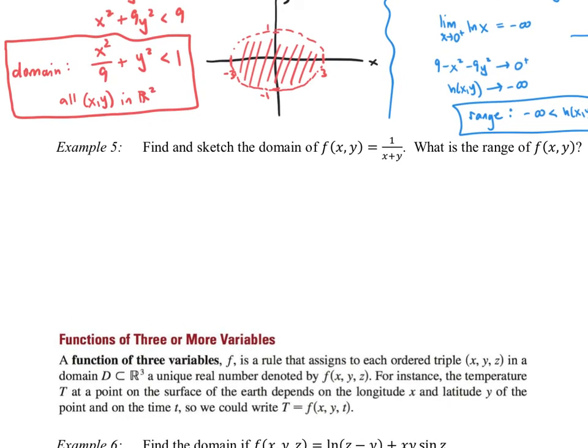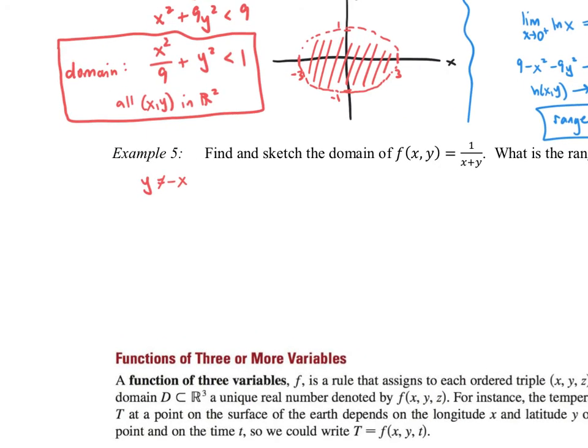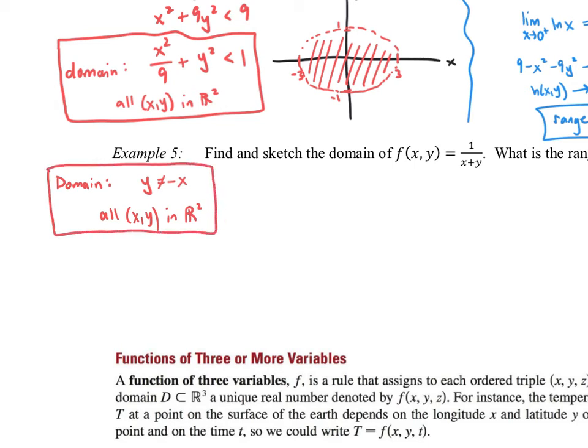Another function. This one's a little bit faster, actually. So the only thing that messes up something like this would be when the denominator is 0. So in other words, we cannot have y equal to -x. That would be our domain. So in other words, we have all points xy in the xy plane such that that condition holds true. So anything except the fact that x and y cannot equal the opposite of each other.